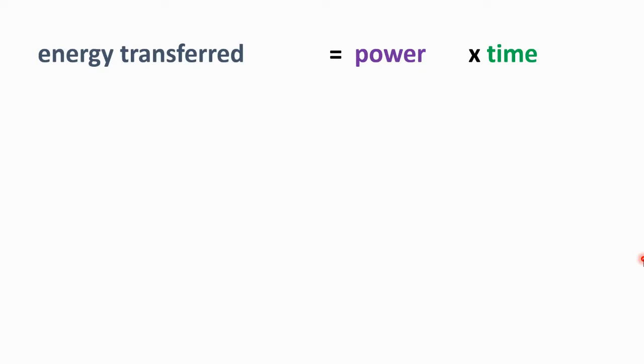So, energy transferred is power times time. This was looked at 2 lessons ago, I think. So remember that power is the rate of transfer of energy. So rearranging, energy is power times time. Sometimes this is also work done. They mean the same thing. So usually we measure power in watts, time in seconds, and energy in joules. Here it is in simple form.